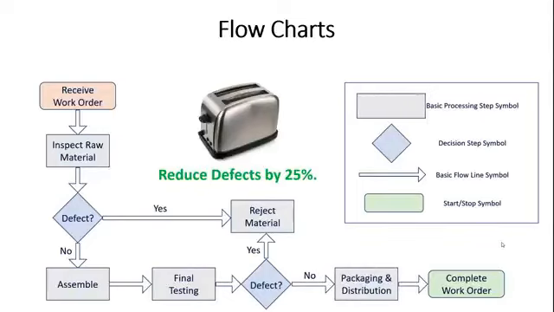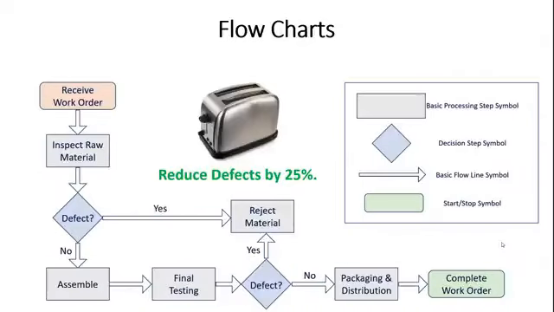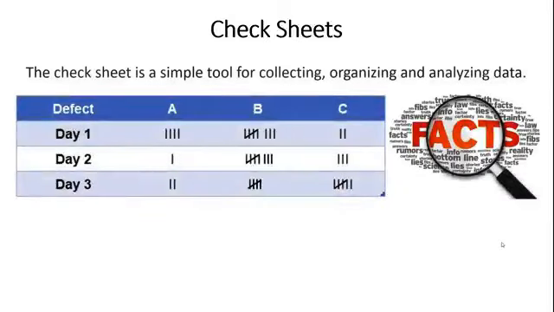What sort of improvement are we going to make? We want to reduce defects by 25%. Now, we can't make an improvement and we can't solve a problem without data. And we know that most of our defects happen during final testing. So now we need to collect a little bit of data, and this is where the check sheet comes into play.